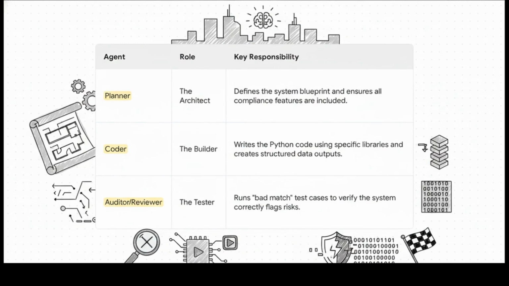The planner, that's your architect. It designs the whole system blueprint. Then you have the coder. That's your builder, the one writing the actual Python code. And finally, the auditor or the reviewer. Think of this one as the tester. Its entire job is to try and break the system, to throw worst-case scenarios at it and make sure every single risk gets flagged correctly.